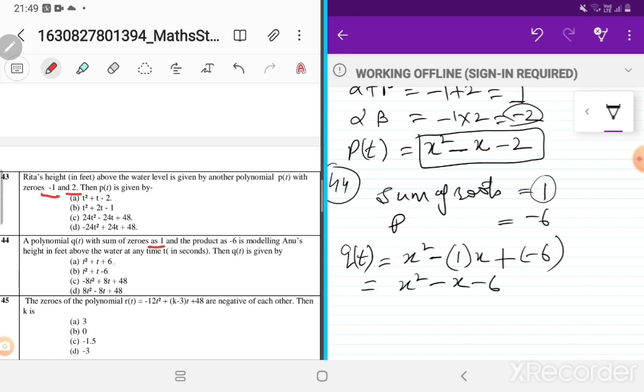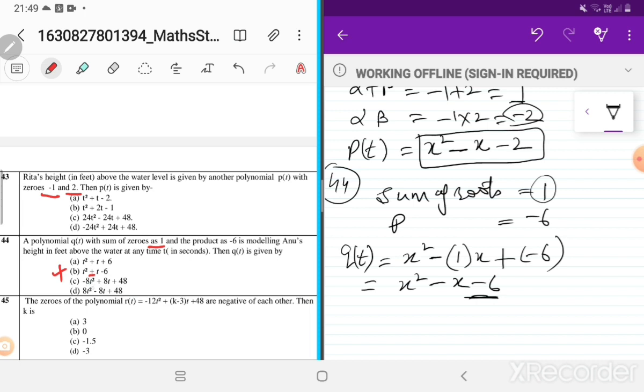So here is t square plus t plus 6. This is not possible because we need the product to be minus 6. Option b has minus 6, but the sum of the roots should be minus 1 there, so that is not possible either. So come to option C.